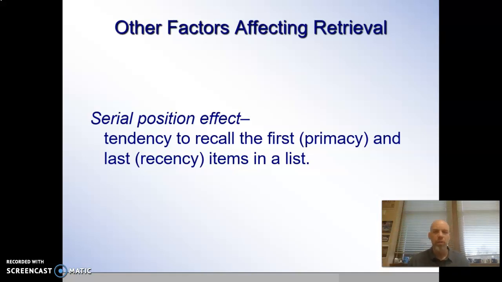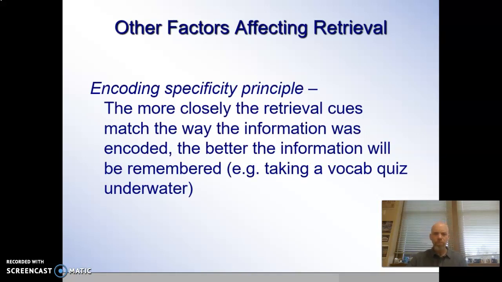You might have had this with vocab freshman or sophomore year, where you had a vocab list, and for some reason, you knew the beginning of the list and you knew the end of the list. It's those words in the middle that throw you off a little bit. That's just because of the serial position effect. And what does that tell us? Well, use the serial position effect to your advantage. I know that I'm going to probably remember those words a little bit better, and then work to develop some mnemonic devices for the middle of the list if you're having trouble with it.